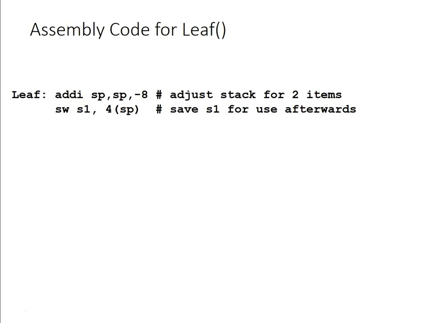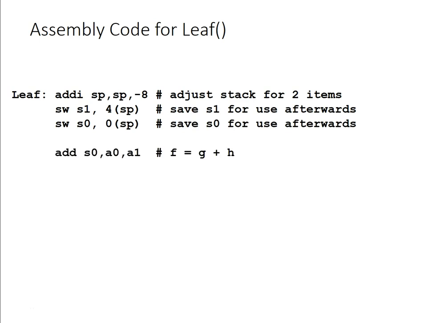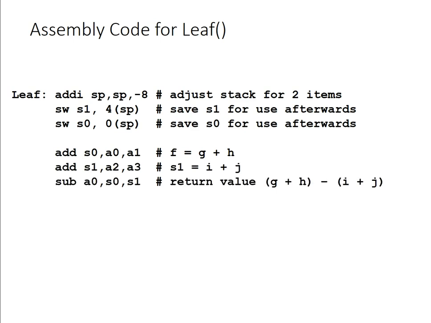So we'll store s1 at the stack pointer plus 4, and then at the top of the stack, we're going to save s0. Now we can do the actual work on our function using s0 and s1 to hold our temporary results. And then the final result, which is our return value, will be put into register a0. Now that we've finished the work for the function and also set up the return value, we can restore the registers from the stack.